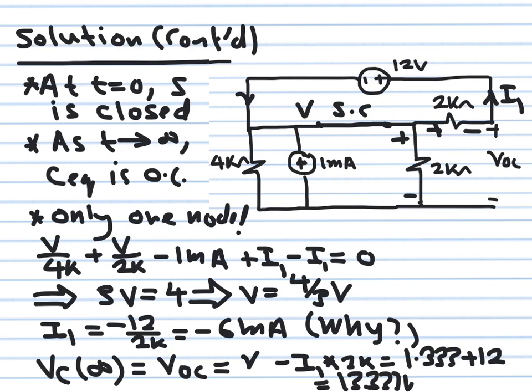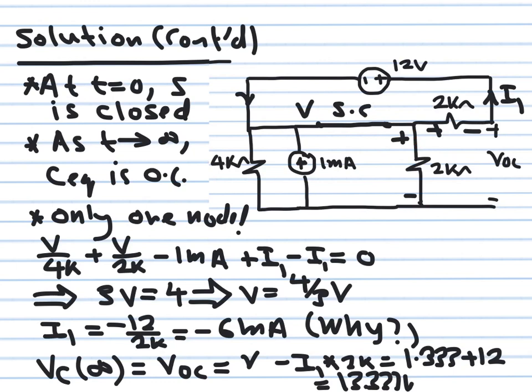So we try to apply KCL at this node. How many currents are flowing out or in, in how many branches? A branch, second branch, third branch, fourth branch, fifth branch. The current here is V over 4K. The current flowing out here is minus 1 milliampere, because this is flowing in while we sum currents flowing out. The current flowing out here is V over 2K.